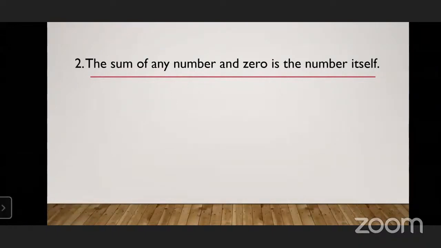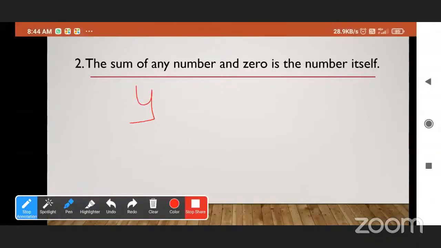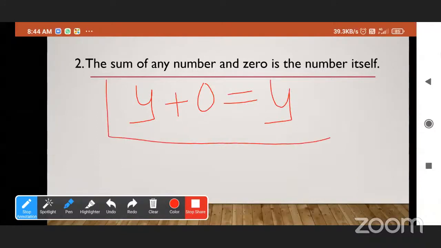The sum of any number and zero is the number itself. Okay, can you write it in short? For any number, we can use any letter. Okay. The sum of any number and zero is the number itself. Now we can write any number as y. So y plus zero is, what do we get? y only. So this is the property. Y is any number.